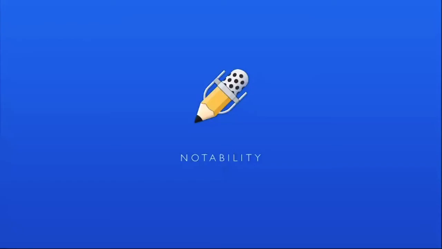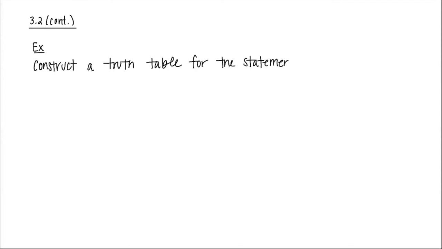So what we're going to do now is one more example of a truth table. And we're going to construct a truth table for the statement P and not Q or R. So remember, this means and. This means not. And then this means or.